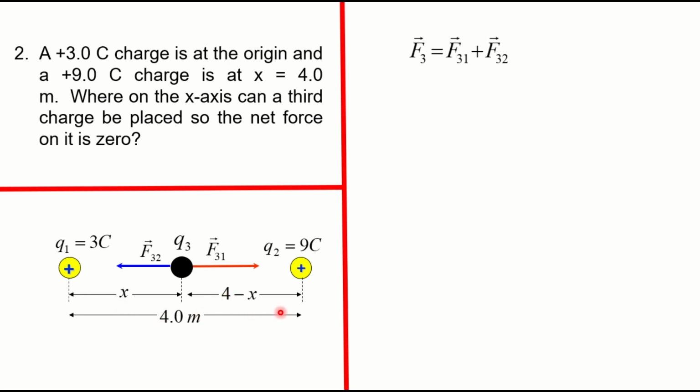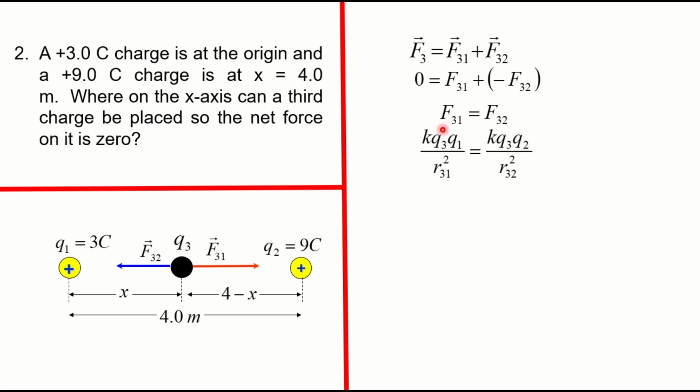Okay, so if we have F3 here, electrostatic force 3 here, F3 would be equal to the sum of F31 plus F32. But since the net force is 0, F3 is 0, so we can show it like this, and F31 will be equal to F32. Okay, F31 must be equal to F32 so that our net force can be 0. Okay, and then we substitute in the values.